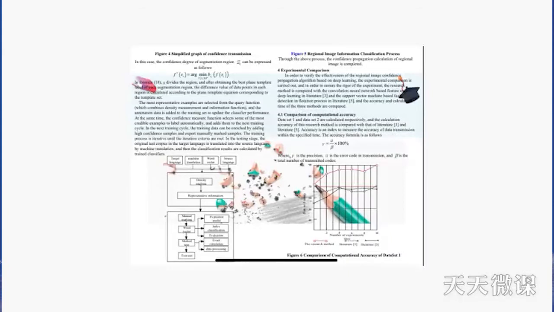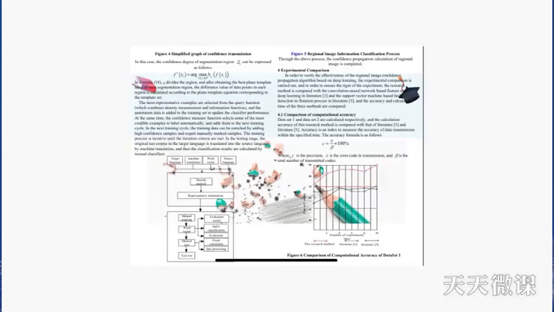For experimental comparison, in order to verify the effectiveness of the regional image confidence propagation algorithm based on deep learning, the experimental comparison is carried out. And in order to ensure the rigor of the experiment, the research method is compared with the convolution neural network based feature map deep learning in literature 3 and the support vector machine based fault detection in flotation process in literature 5, and the accuracy and calculation time of the three methods are compared.